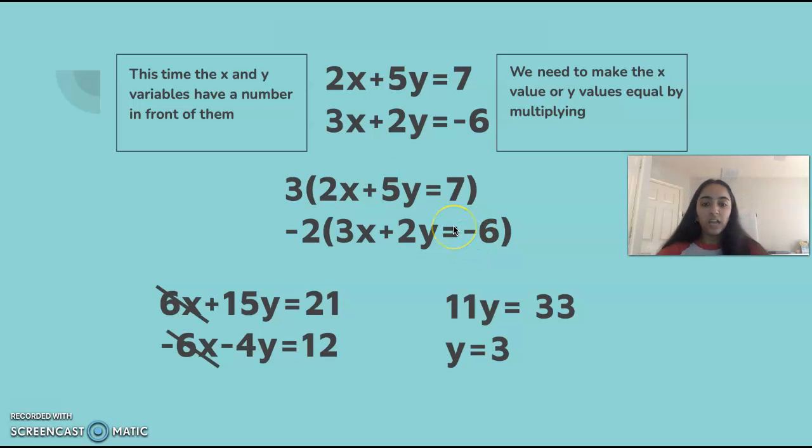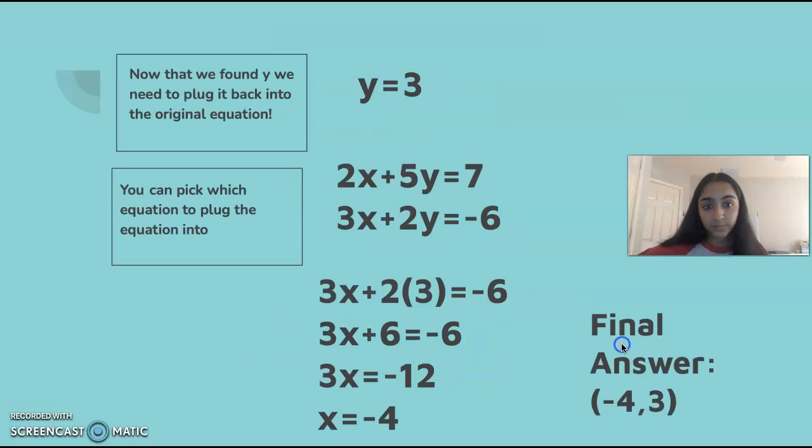So after doing all of this multiplication, you would get 6x plus 15y equals 21, and negative 6x minus 4y equals 12. So after crossing out the x values, it would be 15y minus 4y, which is 11y, equals 21 plus 12, which is 33, and then you do 33 divided by 11, so you get y equals 3.